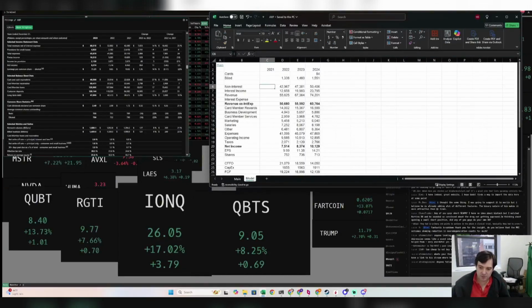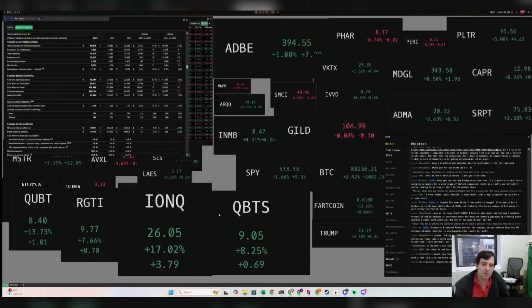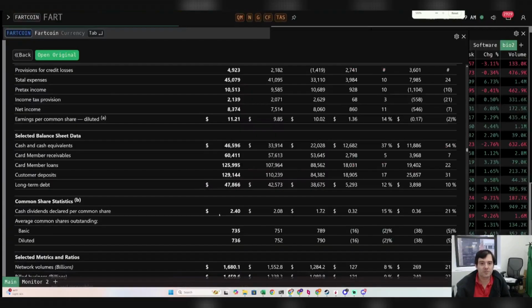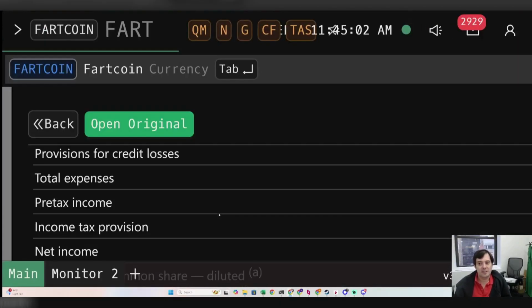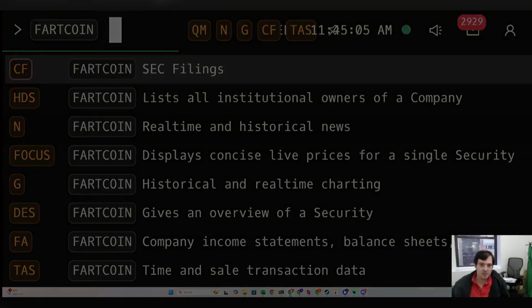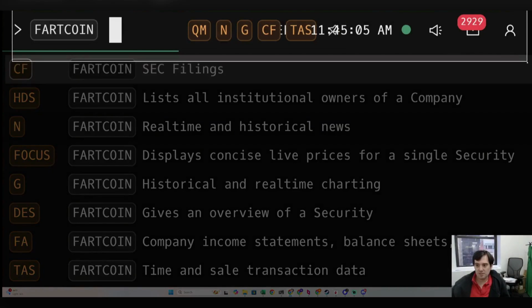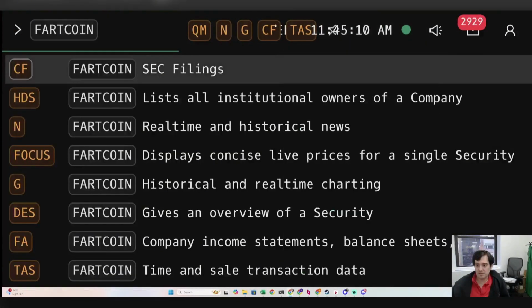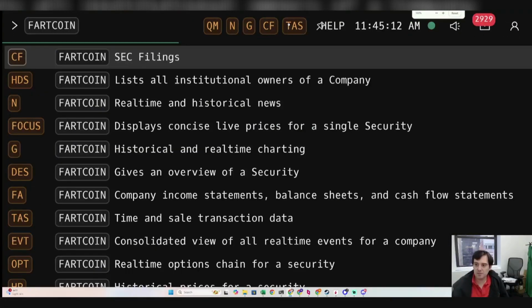Let's do it. Let's go Fartcoin, okay? Type fart in the terminal. I'm gonna zoom into the terminal so you see this. See that? Oh, look at that. I gotta take a photo of this. That should sort of look a little different.